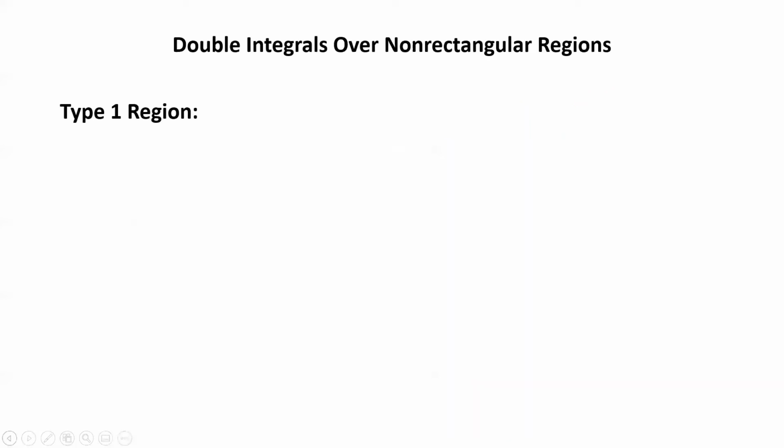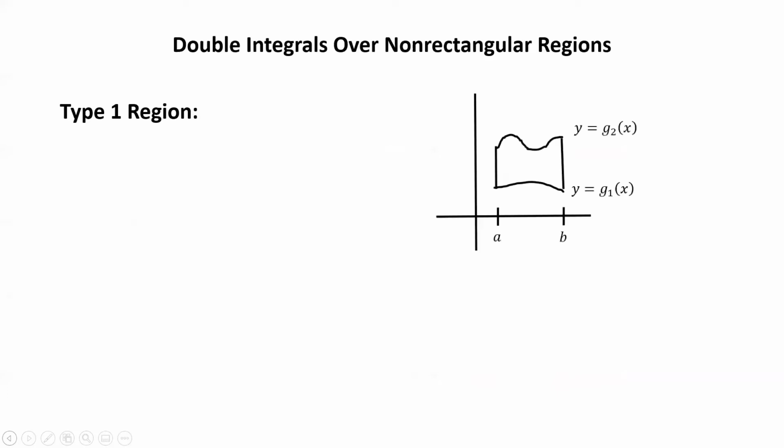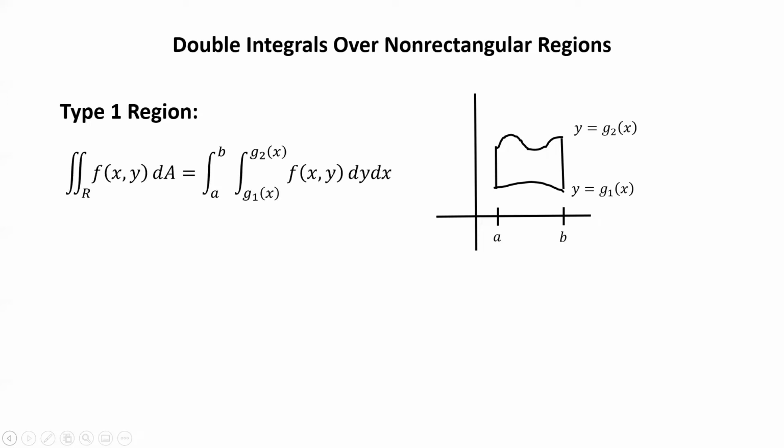There are two special types of regions we're going to be focusing on. The first is called a type 1 region. A type 1 region is between two vertical lines, x equals a and x equals b, and it's trapped between two functions of x, y equals g sub 1 of x and y equals g sub 2 of x. To compute a double integral over this type of region, we change it to an iterated integral of the form dy dx, where the outer limits are x equals a and x equals b, and the inner limits are y equals g sub 1 of x and y equals g sub 2 of x.